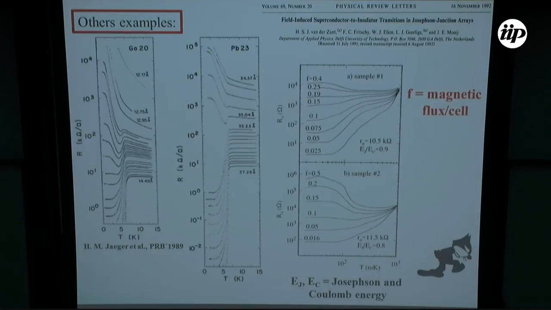various experiments in Josephson junction arrays, for values of the Josephson energy and Coulomb energy that are comparable. You can drive it by applying a magnetic field. In this case, it is a fraction of the magnetic field per cell of the Josephson junction array. And once again, you can see this feature of saturation of the resistance on both sides, in the superconducting-like and insulating-like states.